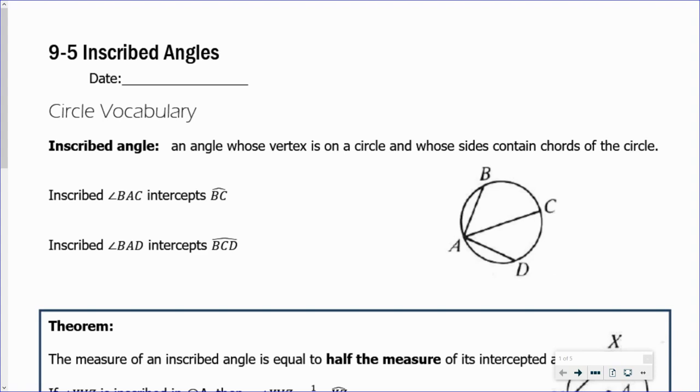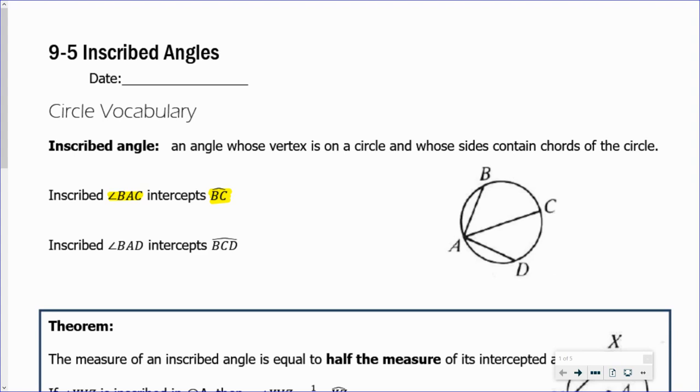An inscribed angle is an angle whose vertex is on a circle and whose sides contain chords of the circle. So if we look, we have angle BAC, and we're told that it intercepts arc BC. That term is going to come up quite a bit, so make sure that you understand what it means. Let me show you what I mean by this.